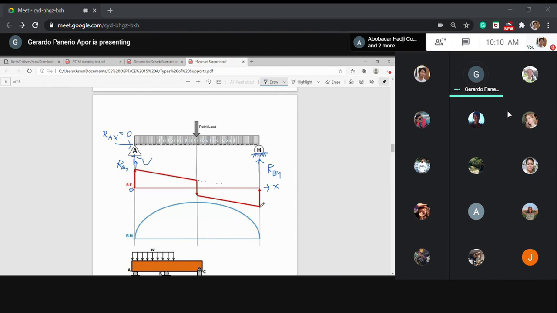Stop here. Okay, what happens from this point? It goes up again. There is a reaction at B, sir. Yes, at point B it goes up with an arrow up. Reaction, sir. Okay, that's correct. Reaction at B. So this is what we call the shear diagram.